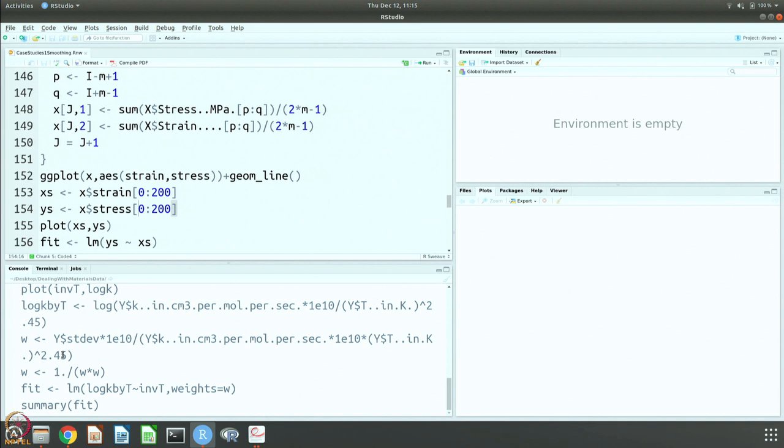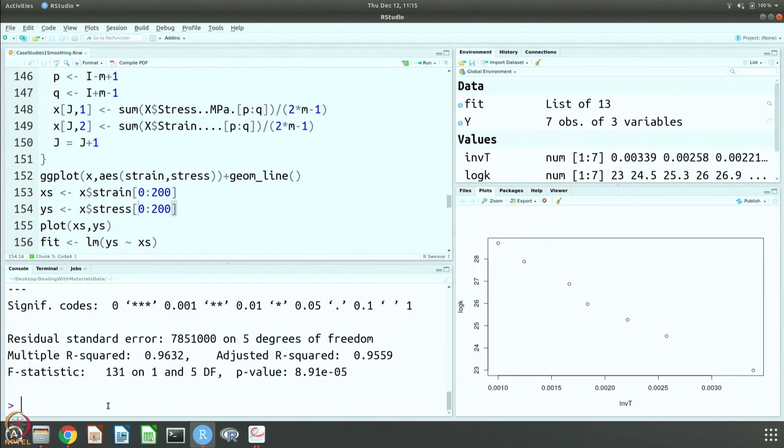And now the standard deviation that we have for k has to be transformed because it has to be divided by the k itself. And because this T to the power 2.45 is a constant, we are going to consider it like some alpha, and so we are going to just carry that constant. And so this is the standard deviation, and so the variance is its square, and we are going to use 1 by variance as the weight for our fitting exercise. So this is the fitting exercise and this is the summary fit. So let us run this code.